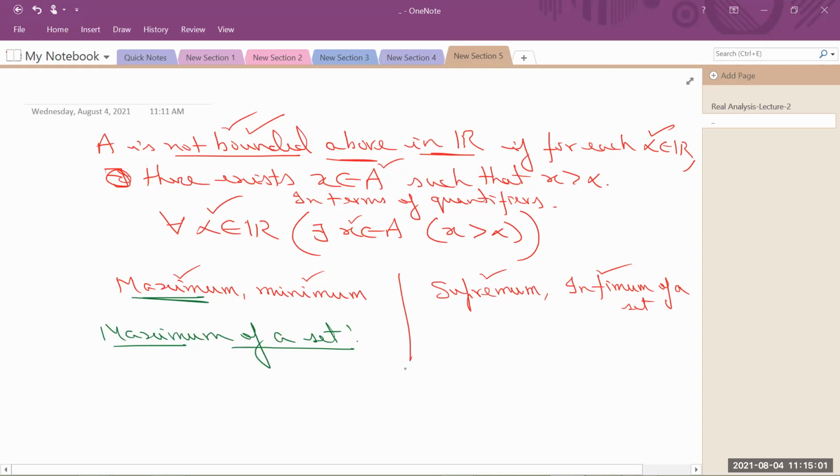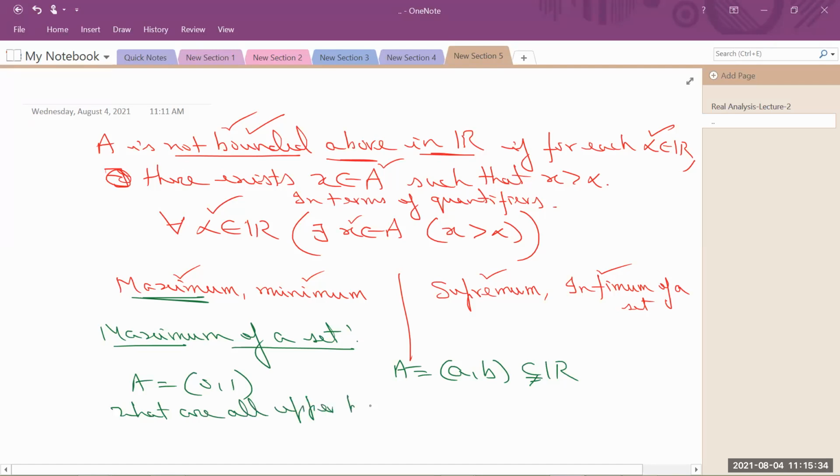Let me take A equal to the open interval (a, b). Obviously, this is a subset of R, where a and b are finite. What will be the upper bound of this set? Let me take first this one. Suppose A is equal to the open interval (0, 1). Now, what are all the upper bounds of this set? Tell me any one upper bound of this set.